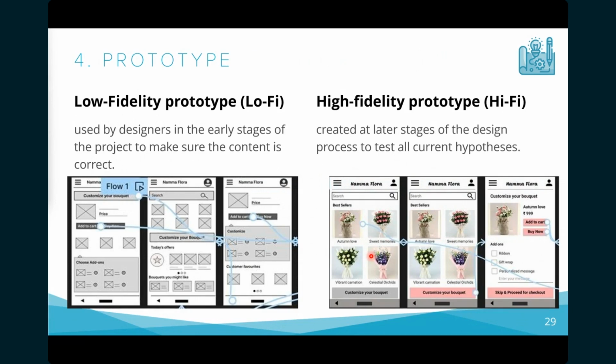There are several types of prototypes, like paper prototype, that's basically a sketch of a product, digital prototype, functional prototype, and more. So prototypes differ in terms of their fidelity to the final product. So a low fidelity or a lo-fi prototype, which doesn't include many details, is used by designers in the early stages of the project to make sure the content is correct. So whether they are covering all the content and all the icons and all the information.